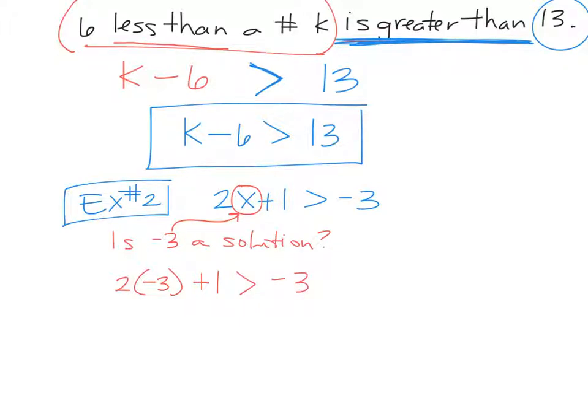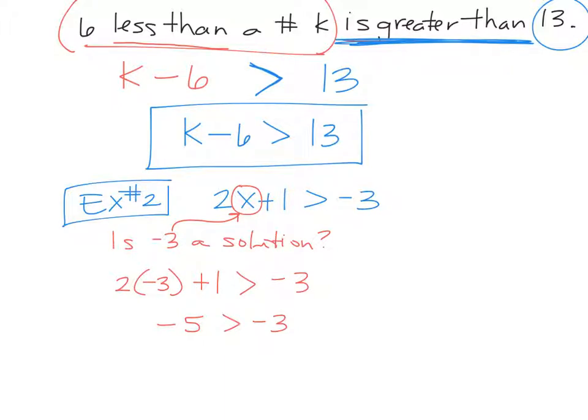And then we just simplify. So 2 times negative 3 is what? Negative 6. What's negative 6 plus 1? Be careful. Negative 5 or 7? Negative 5. Okay, so basically what we're saying is negative 5 is greater than negative 3. Is that true?